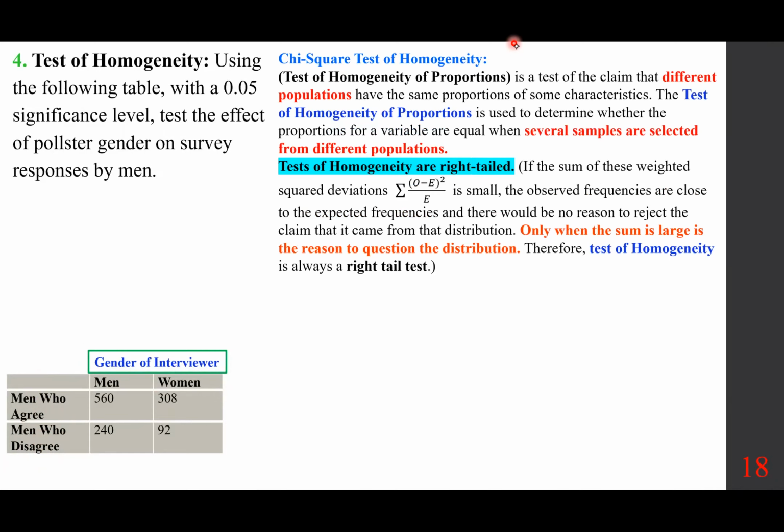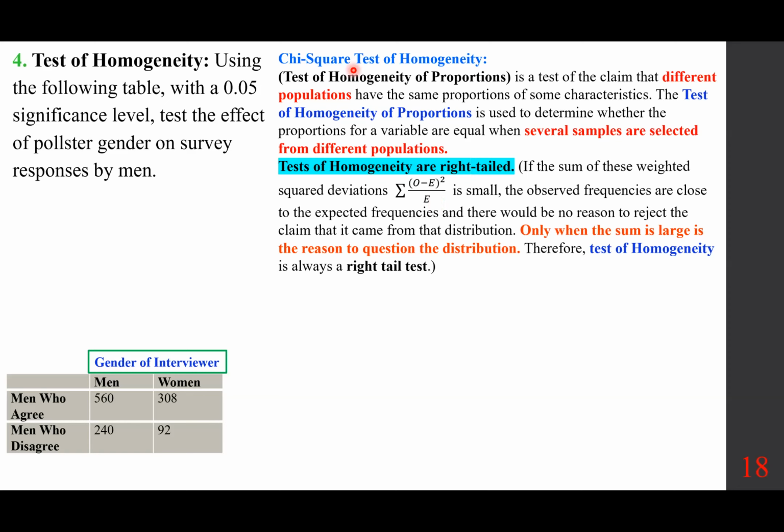Test of homogeneity of proportions is a test of the claim that different populations have the same proportions of some characteristics. The test of homogeneity of proportions is used to determine whether the proportions for a variable are equal when several samples are selected from different populations. If the sum of these weighted squared deviations, summation of O minus E quantity squared over E, is small, the observed frequencies are close to the expected frequencies, and there would be no reason to reject the claim that it came from that distribution. Only when the sum is large is there reason to question the distribution. Therefore, the test of homogeneity is always a right-tailed test.